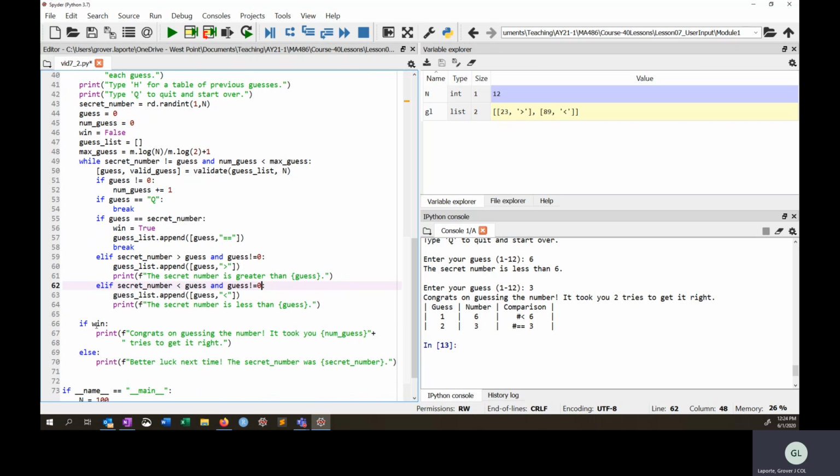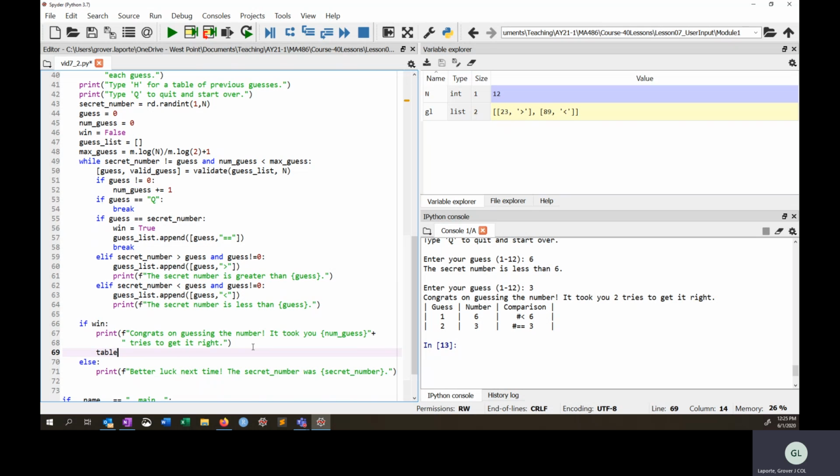And then finally, if I win, then not only do I want to print this out, but I also want to print out the table. So table of guesses. This will show you all of the ones you had done previously, and the one that was the winner.